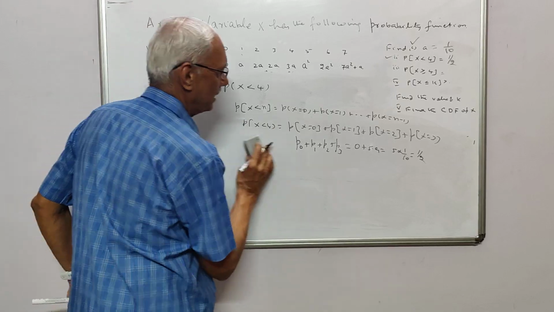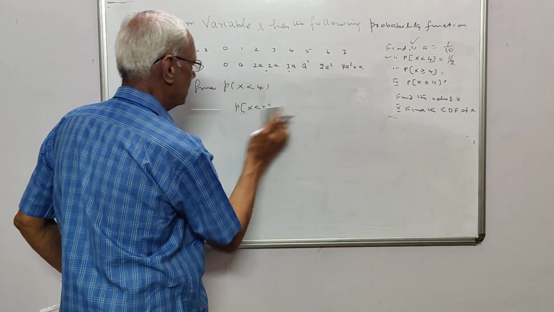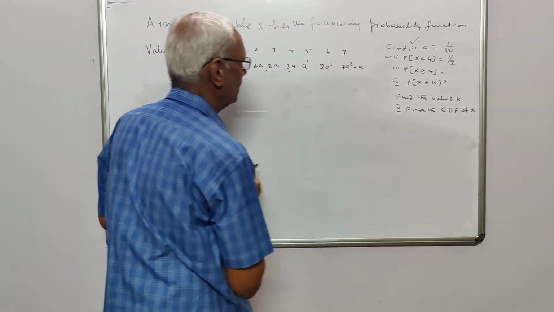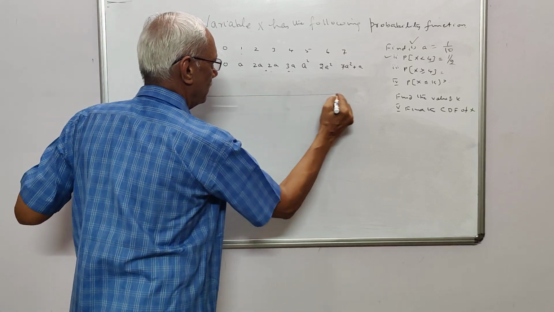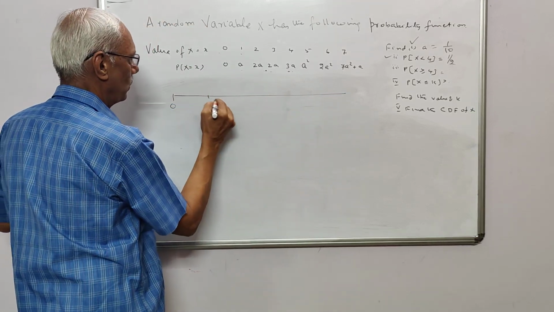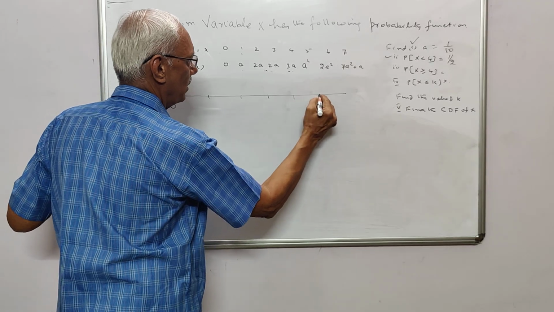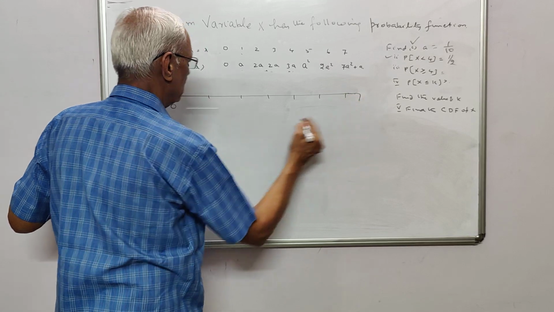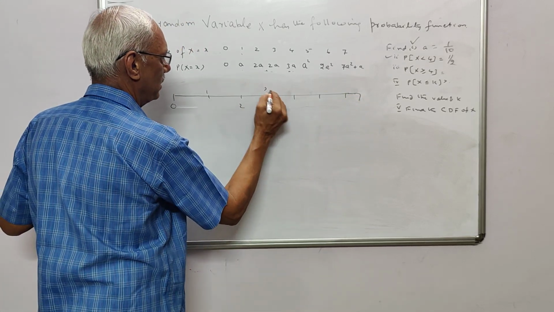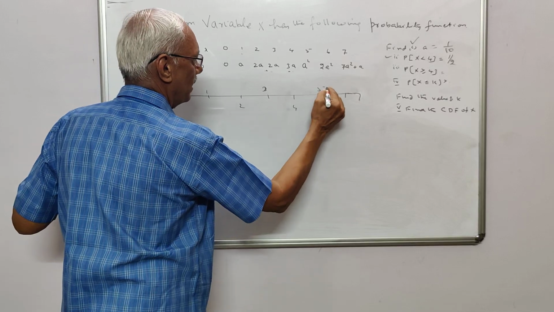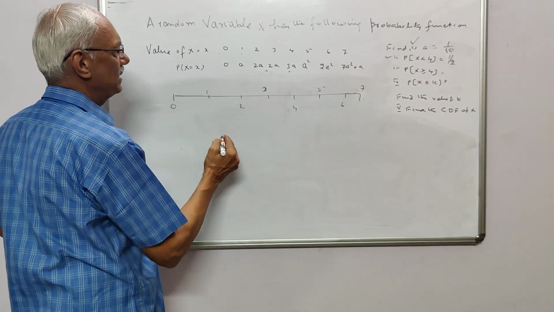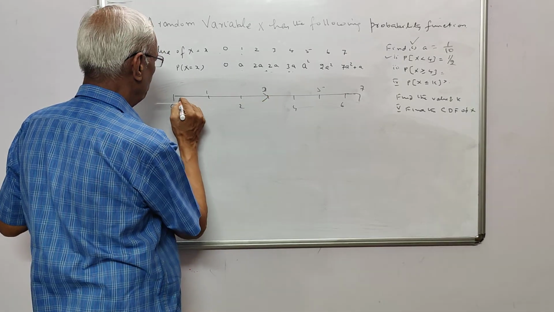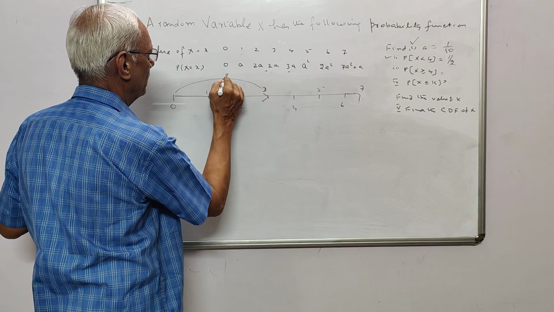Now let me go to the next one. If you want, you can write this also here. It is like this: 0, 1, 2, 3, 4, 5, 6, 7. Anywhere you can write 1, 2, 3, 4, 5, 6, 7. So you see that P of x less than 4 means up to this you have got. So up to this the probability is found to be half.